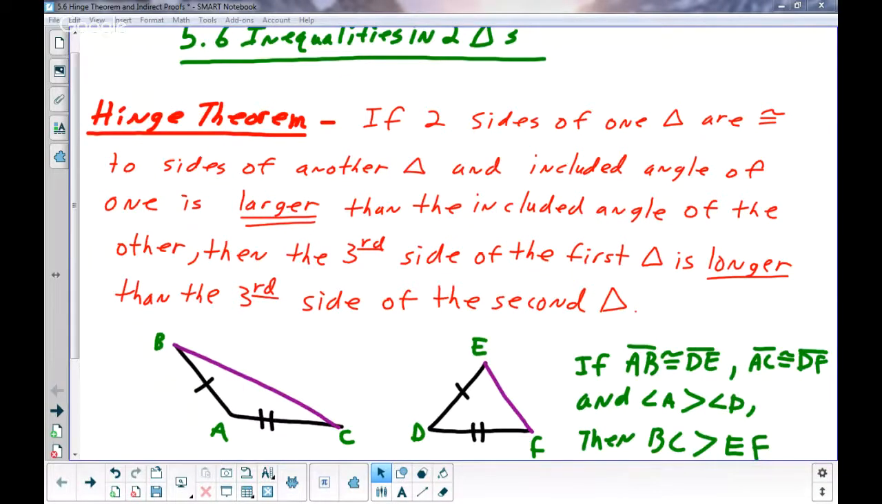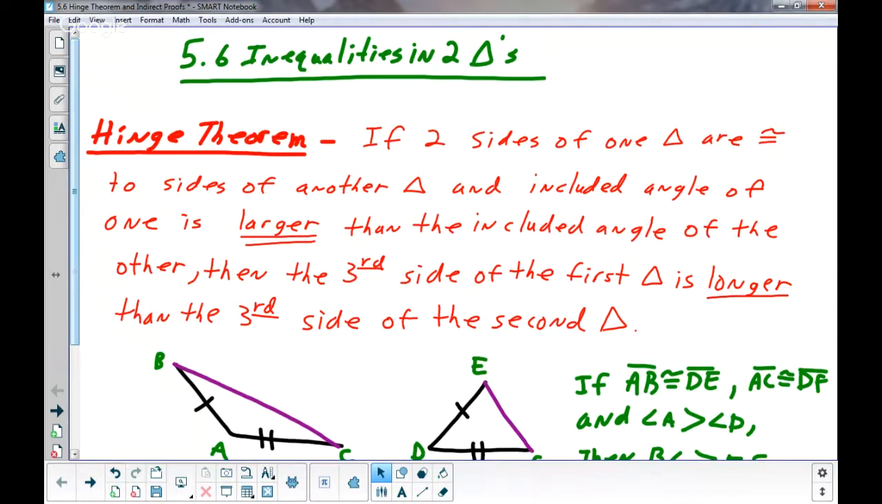All right, so last class we went through inequalities in one triangle. We started comparing angles and sides all within one triangle. So for today, we're going to do it in two triangles. We have inequalities of two triangles, 5.6 here, inequalities in two triangles. And what helps us do this is what's called the Hinge Theorem.